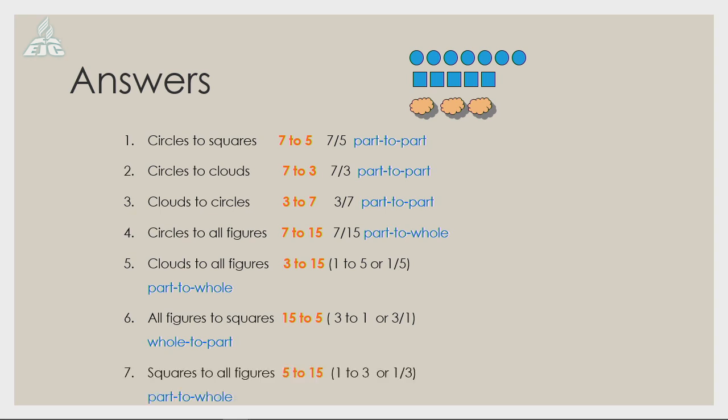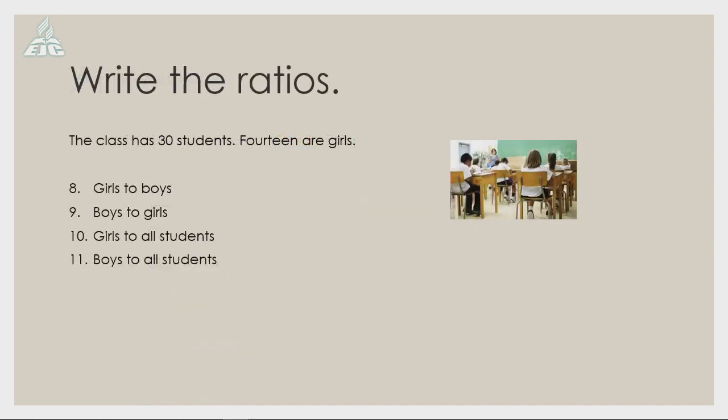Number 7, squares to all figures. And number 6 and number 7 are somewhat related. Realize that. They put the squares to the front for number 7, so they have now squares to all figures. The order in which you write your ratio is very important. Okay, we have another one.